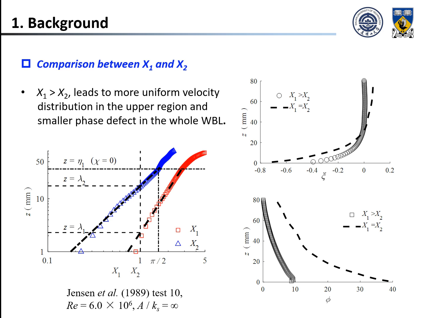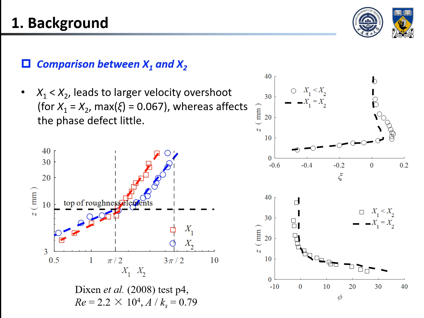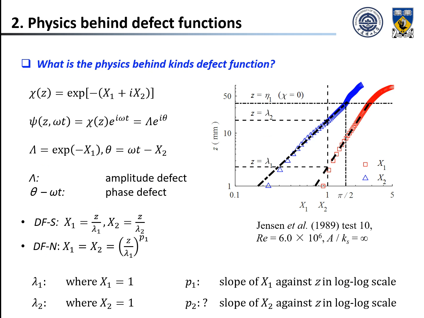We look further into the comparison between x1 and x2. For x1 larger than x2, we will get a more uniform velocity profile and a smaller phase shift. For x1 smaller than x2, we will get a very large velocity overshoot. However, for a non-uniform flow like this, it is better to be considered as a flow over obstacles rather than a typical wave boundary layer. Having all of this in mind, we can move on.